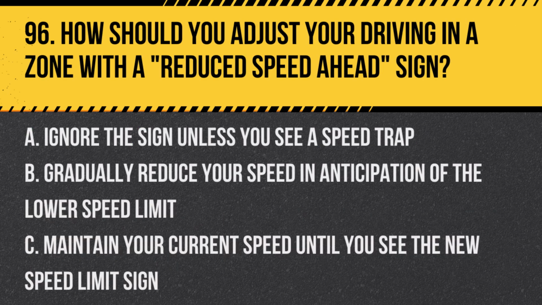Question 96. How should you adjust your driving in a zone with a reduced speed ahead sign? A. Ignore the sign unless you see a speed trap. B. Gradually reduce your speed in anticipation of the lower speed limit. C. Maintain your current speed until you see the new speed limit sign.